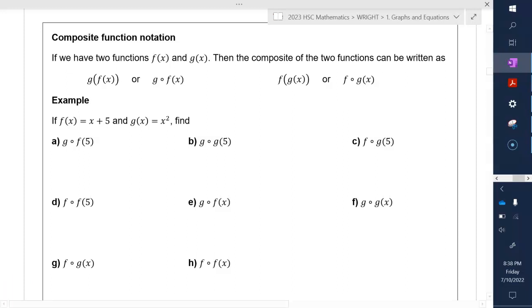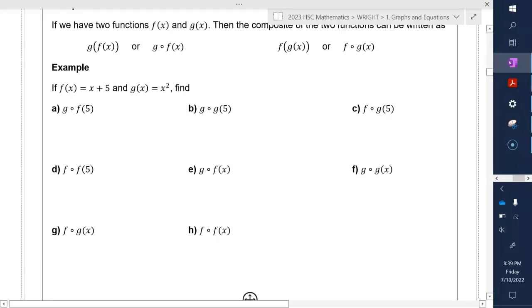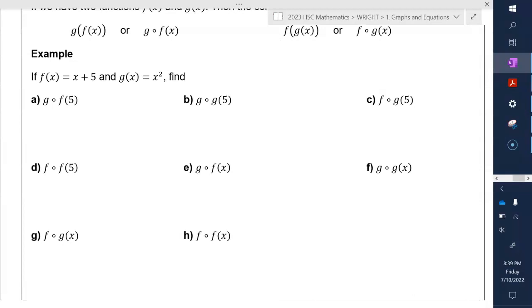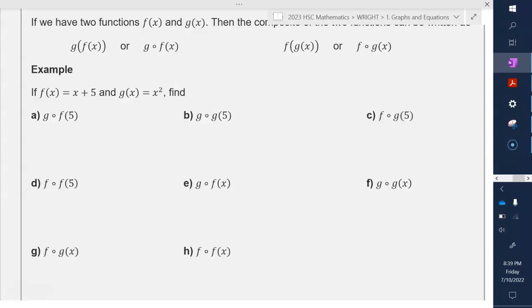Okay, so if we have two functions, f of x and g of x, then the composite of these two functions can be written as g of f of x, which you might also see as this, g of f of x. So these are the same. Well, you might see it as f of g of x like this. So these guys are the same as well. So we're going to have a look at all of these different combinations, and I'm pretty sure this is nearly the same example as we did in year 11. So we've got our function f of x being x plus 5 and g of x being x squared. So we want to find g of f of 5.